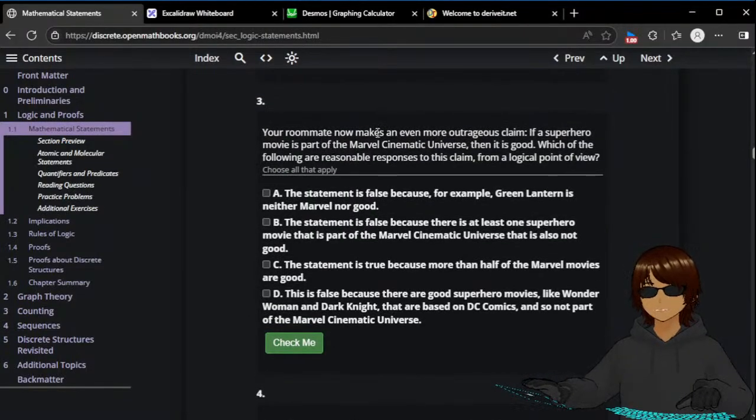Your roommate now makes an even more outrageous claim: if a superhero movie is part of the MCU, then it is good. Which of the following are reasonable responses to this claim from a logical point of view?